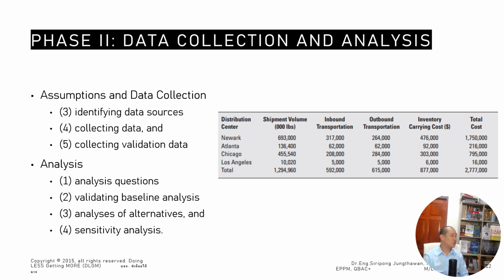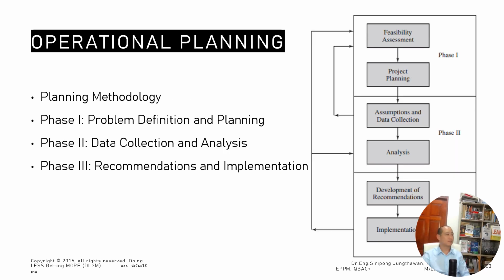And then you have to check and analyze all of the data. Here you can see the questions set up for validation, the baseline analysis. You also have to set up the alternatives for the idea, designing the distribution center and other things in the warehouse or distribution center, and then you decide on the sensitivity analysis here. The next, the third phase, is recommendation and implementation.